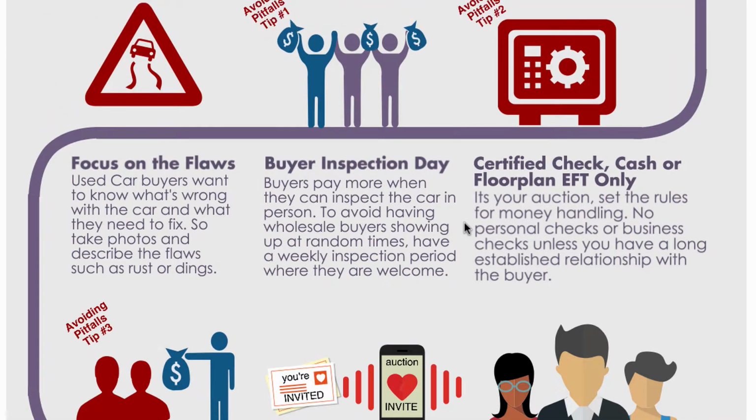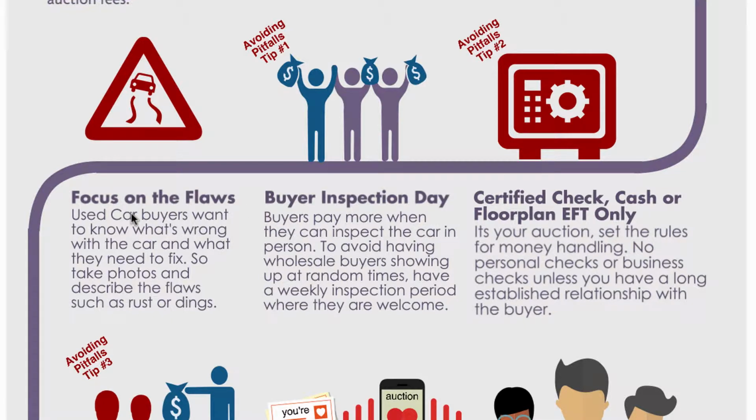So when I say focus on the flaws before, what I meant by that is when you're describing the car, remember you're not describing it for a retail buyer, you're describing it for a wholesaler. So focus on the issues. When you're taking your photos, take 15 get-to-know-me photos, and then 4 or 5 photos focusing on the rust hole in the trunk or the issues that are on the car, the missing rear wiper motor or whatever it is.